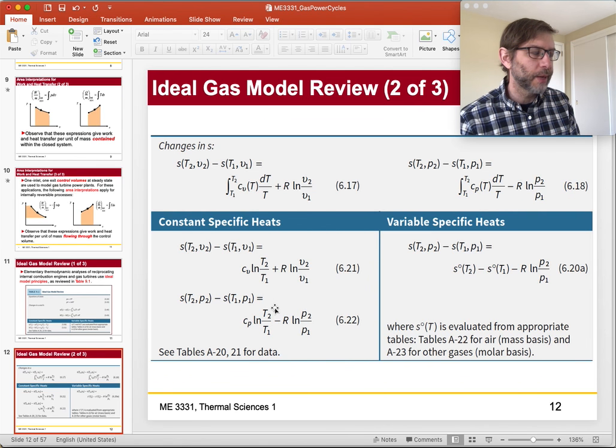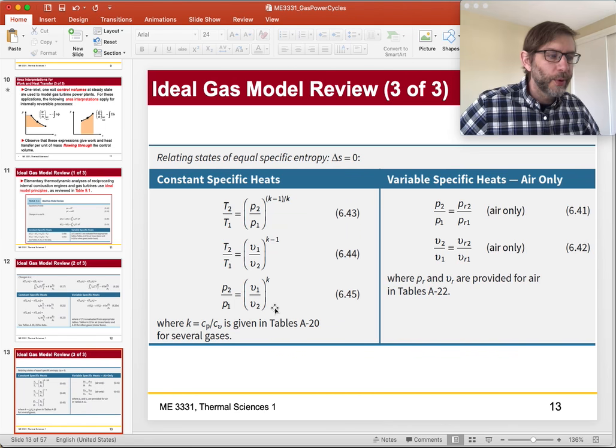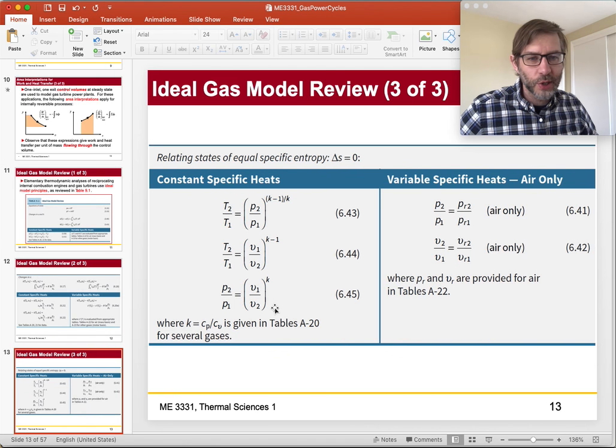Of course, the stuff we do for two-phase systems is a little different. Again, we've gone over these relationships, where you have T2 over T1. These are called the isentropic relationships. This is where we have delta S equals 0. So if delta S for the process equals 0, you have this kind of analysis.